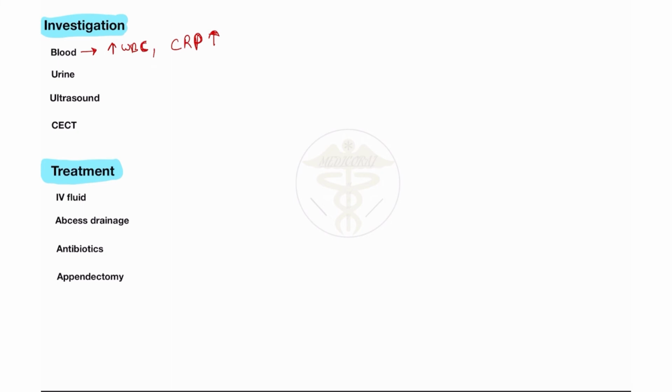When you take a urine analysis, you will see hematuria, because kidney damage can also occur in acute appendicitis, which causes hematuria. Approximately 2 to 3 to 4 RBC are present in the urine, so it is called hematuria. So this is the urine analysis you will find in case of kidney damage in a patient of acute appendicitis.